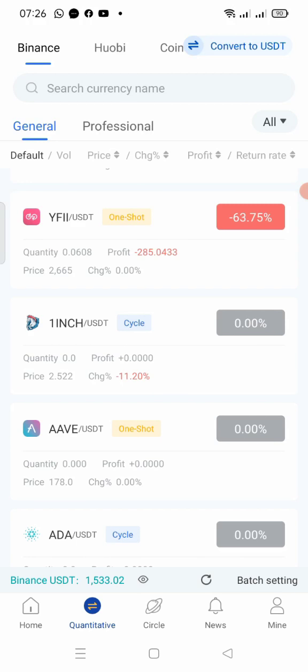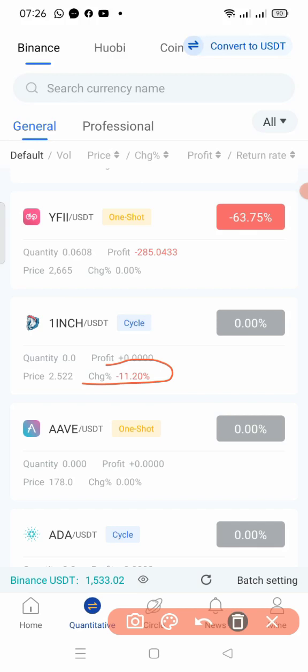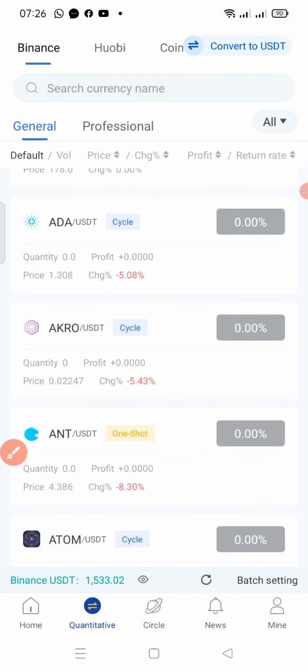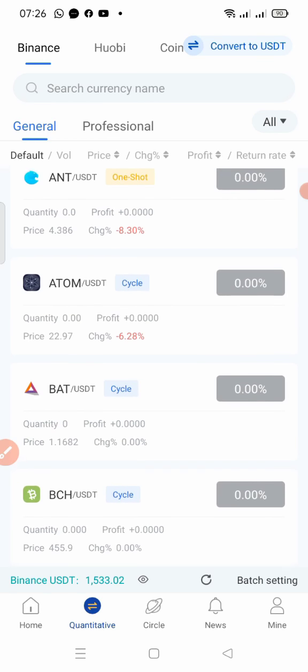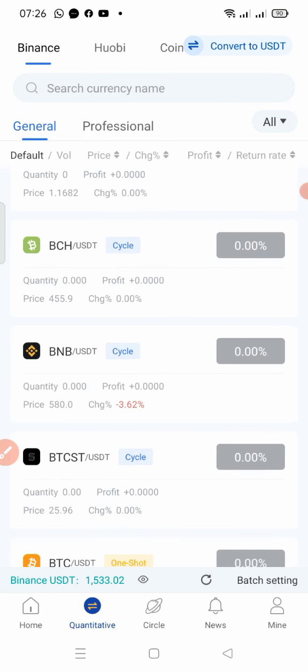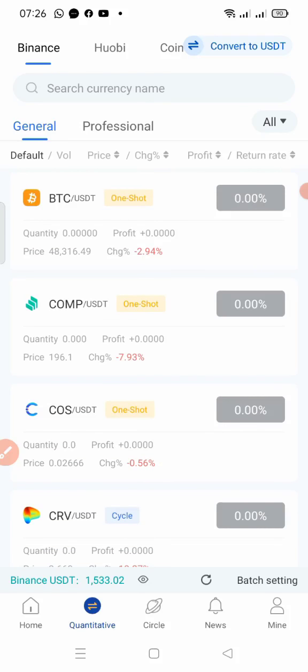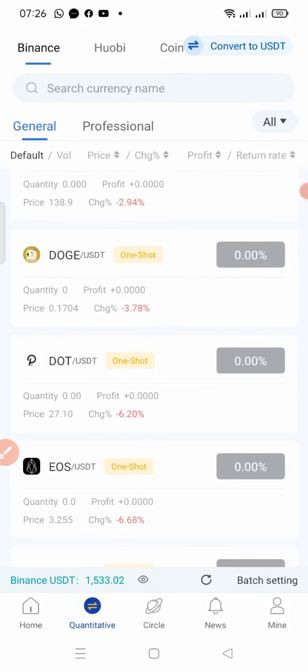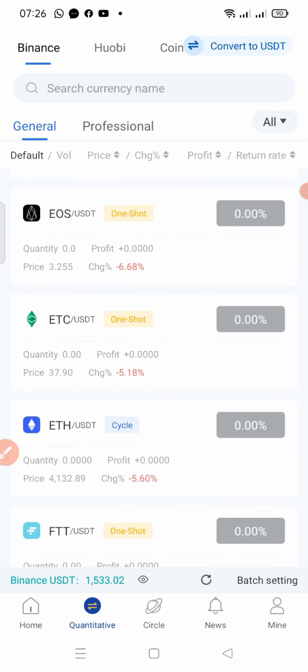I can see 1 inch is minus 11 here. Can you see 1 inch? It's minus 11. All right, and let's go on. Let's see, is there any other one higher than minus 11? I can see minus 8, minus 6, minus 3. Yeah, so 1 inch looks like the highest one. I can see minus 10. Okay, 1 inch CRV, but 1 inch looks like the highest one still.